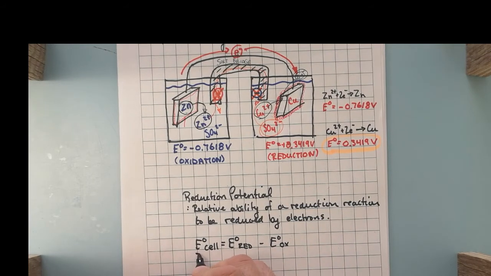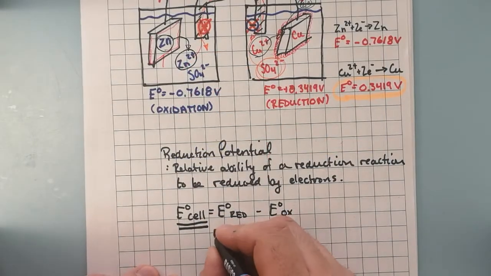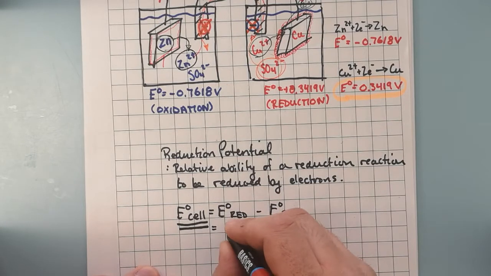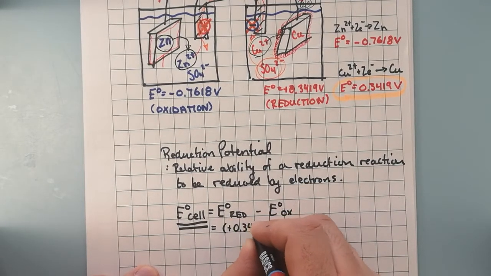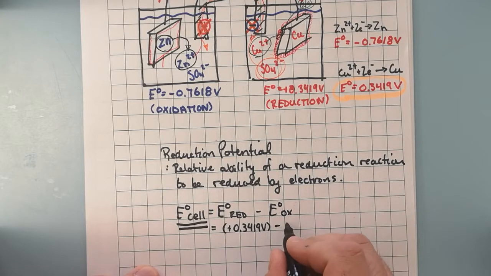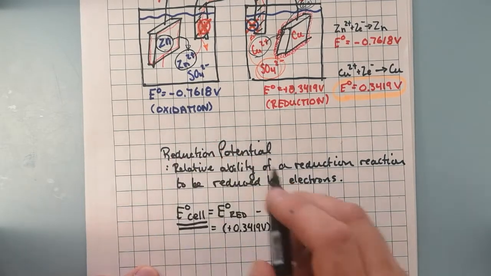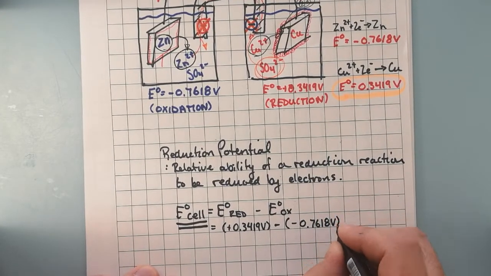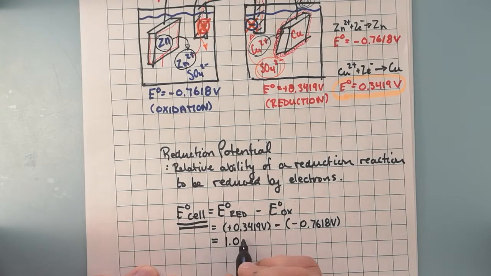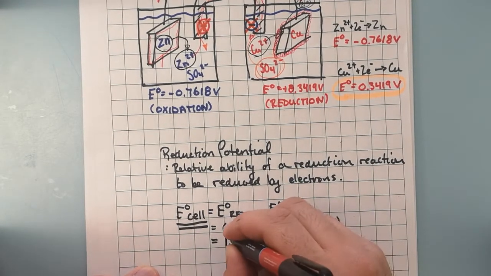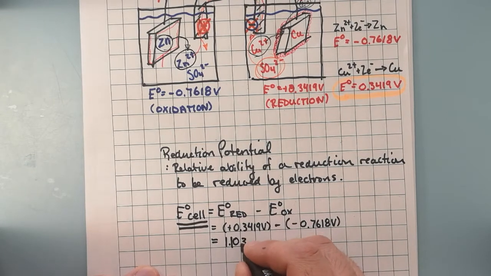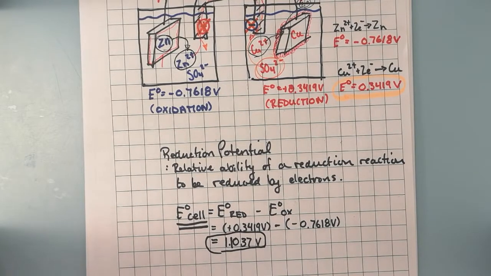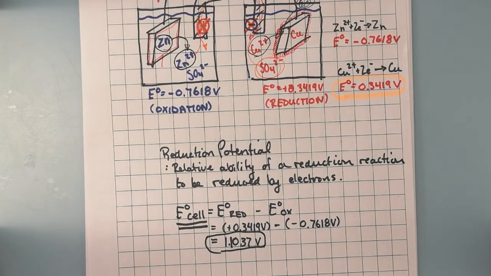When we're calculating the potential of our electrochemical cell, it's equal to the reduction potential of our reduced half reaction. So that's positive 0.3419 volts. Subtract the reduction potential of our oxidation half reaction, which is negative 0.7618 volts. When we subtract these two, we get 1.1037 volts. And that is the cell potential of this electrochemical cell.